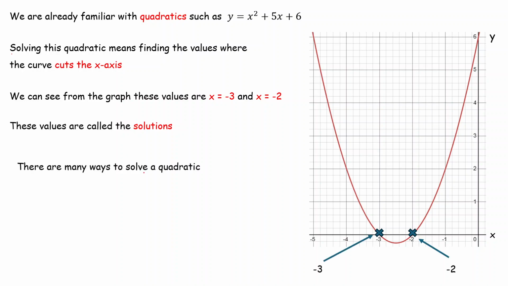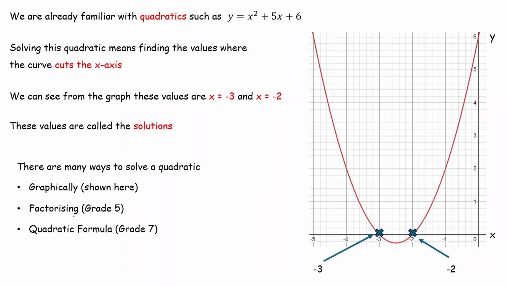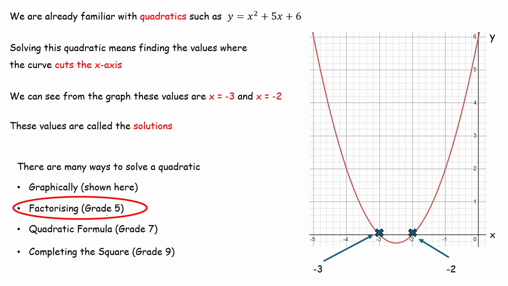There are many ways to solve a quadratic that you will see through your mathematical careers at GCSE, and one of them, which we can see right here, is graphically. You get given a graph, or maybe you have to draw it, but usually they give you the graph, and you can see visually that the solutions are -3 and -2. Today, we're looking at factorising to solve a quadratic. You've also got the quadratic formula, which is a bit higher grade, and I've got another video on that. And then completing the square, grade 9, which I've also got a video on. But today we're looking at factorising.